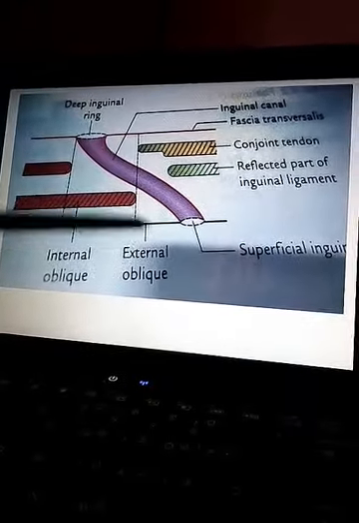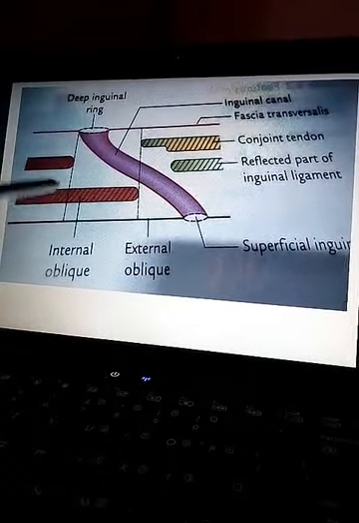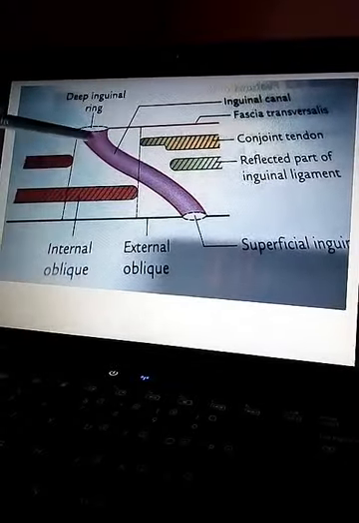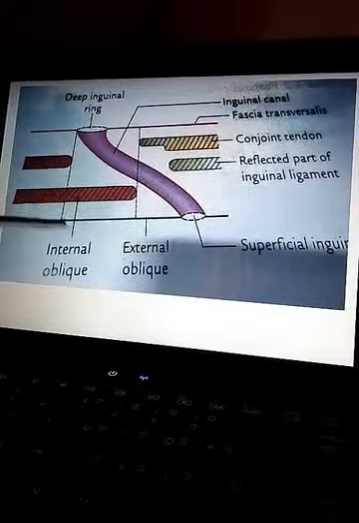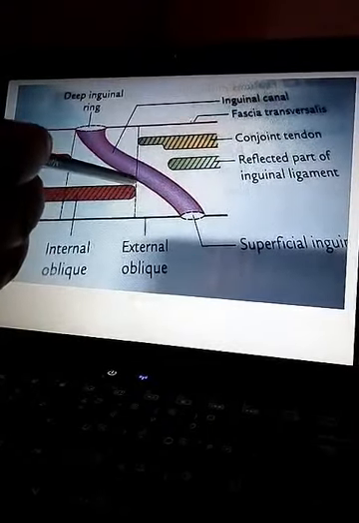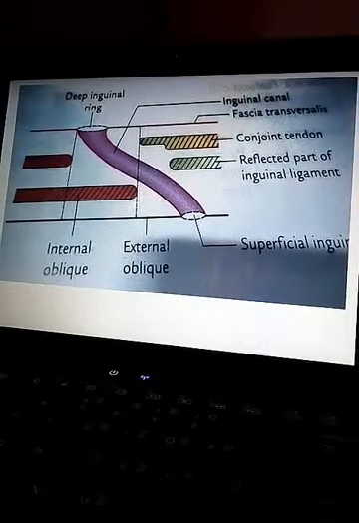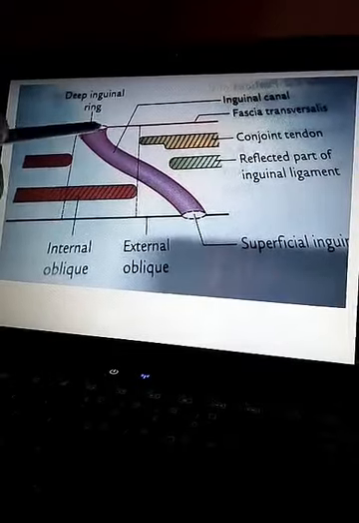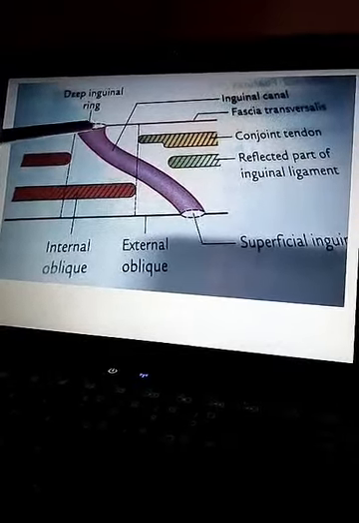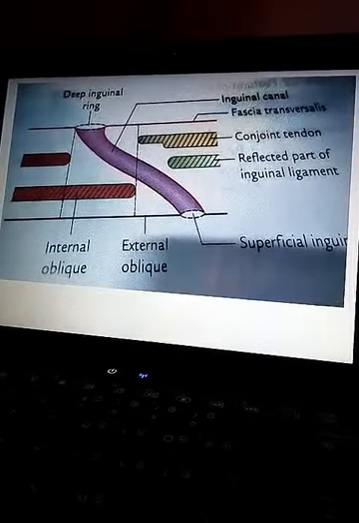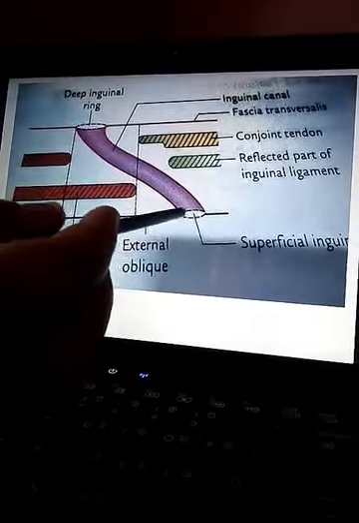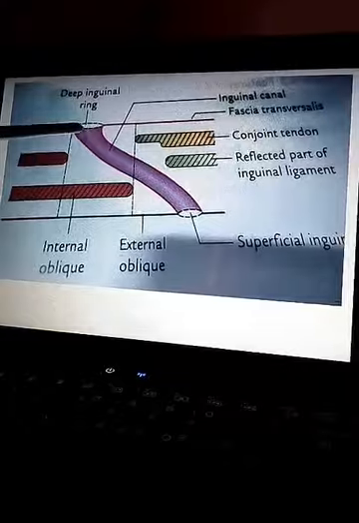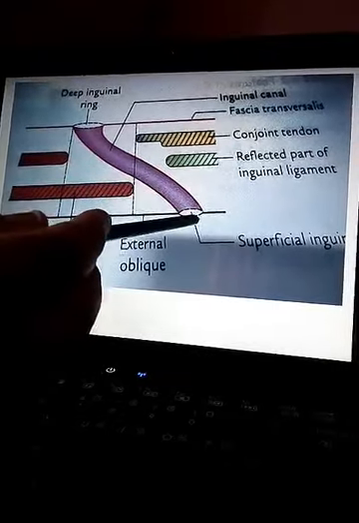Now, inguinal canal. The inguinal canal is an oblique intermuscular passage. It is about 4 centimeters long, lying above the medial half of the inguinal ligament. The inguinal canal extends from the deep inguinal ring, which is an oval opening in the fascia transversalis, to the superficial inguinal ring, which is a triangular gap in the external oblique aponeurosis. It is directed downwards, forwards and medially.